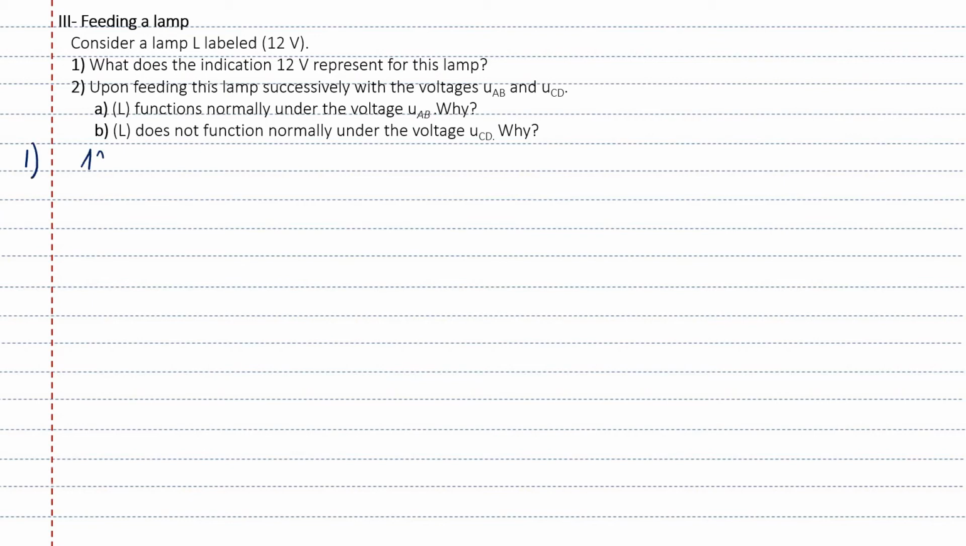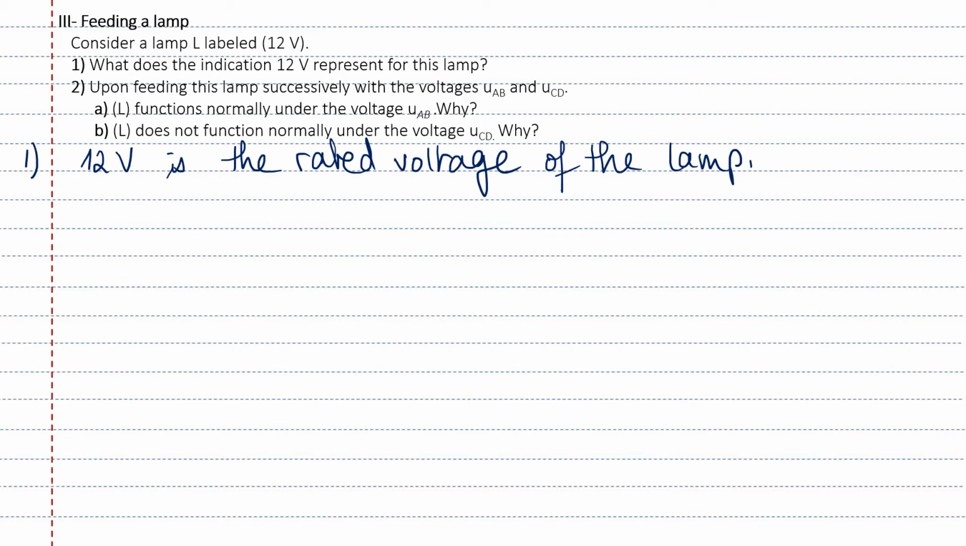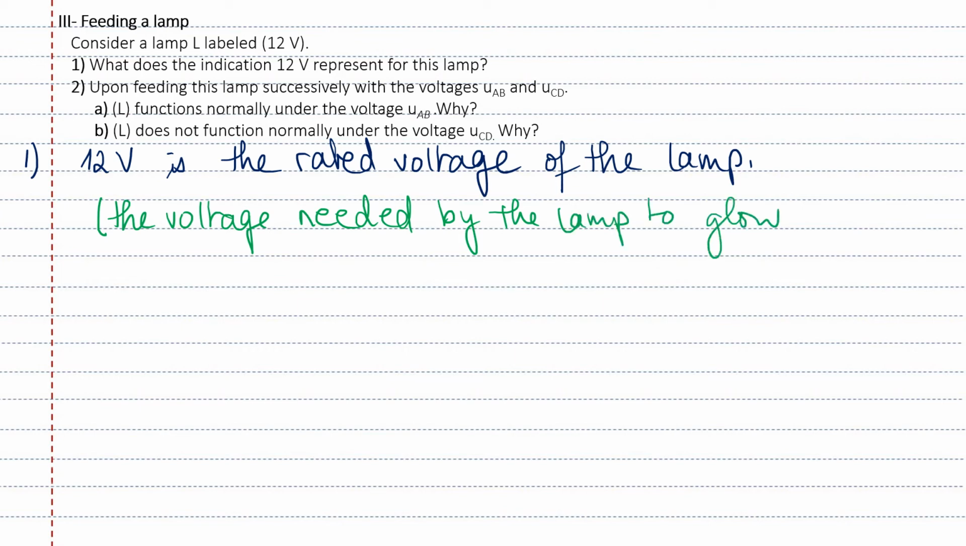Simply, 12 volts is the rated voltage of the lamp. If you'd like to explain more, what does rated voltage of the lamp mean? You can add, let me add this with a different color because it's not obligatory: it is the voltage needed by the lamp to light up, to glow or function normally. Okay, no need to write that. That's why we have written it with a different color.